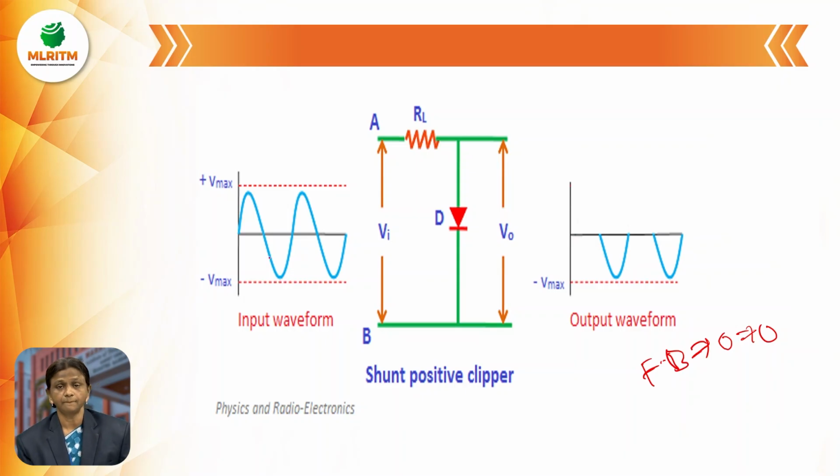During the negative half cycle, terminal A becomes negative and terminal B becomes positive. When terminal A becomes negative, the negative terminal is connected to the anode of diode D through RL. So diode D is in reverse bias.